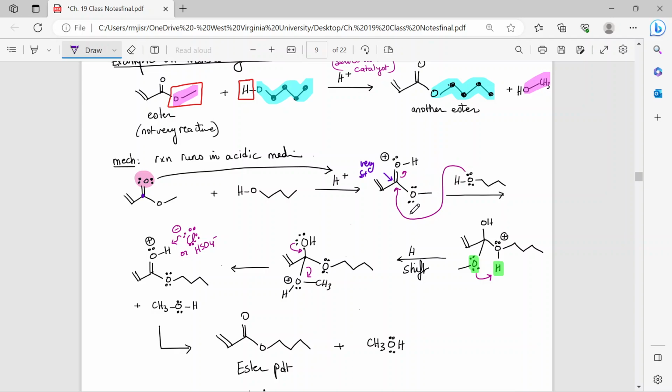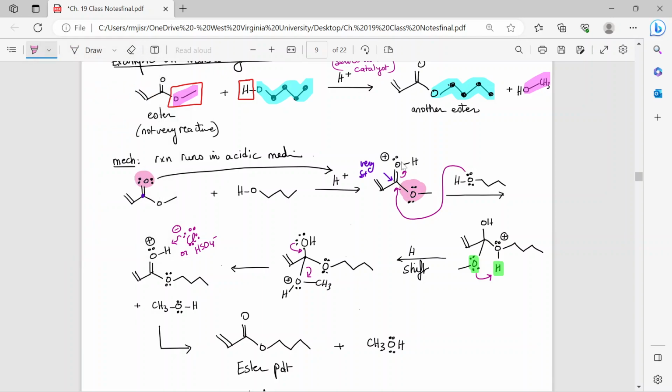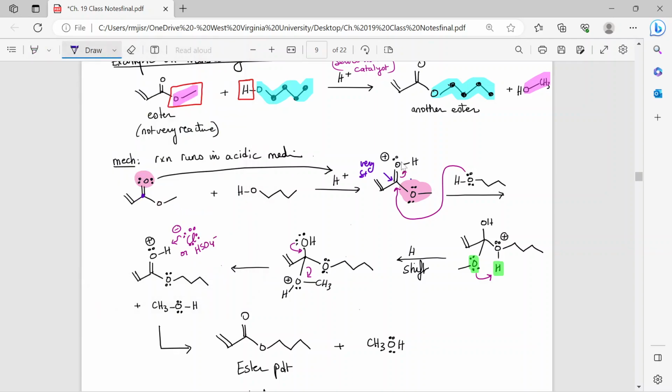So the nucleophile is going to come, it's going to attack, forming a lone pair on the oxygen. Now I want to break this bond over here. I want this to leave. But the rule says that in acidic medium, the oxygen cannot leave in the form of a lone pair. You need to protonate the oxygen in order to allow it to leave. So the oxygen needs to have a positive charge on it in acidic medium for it to leave.